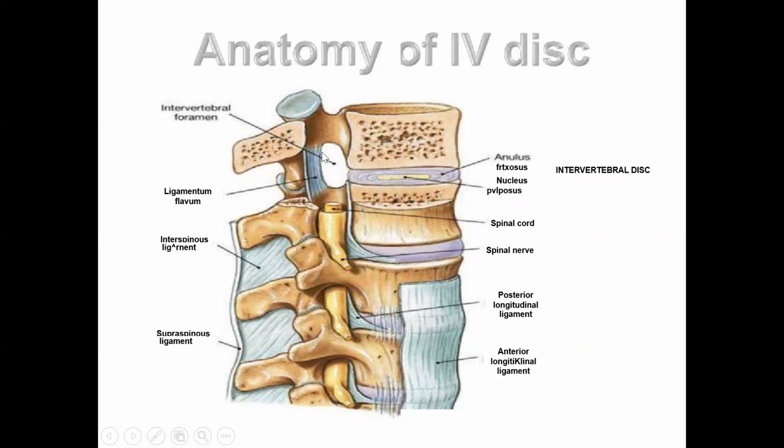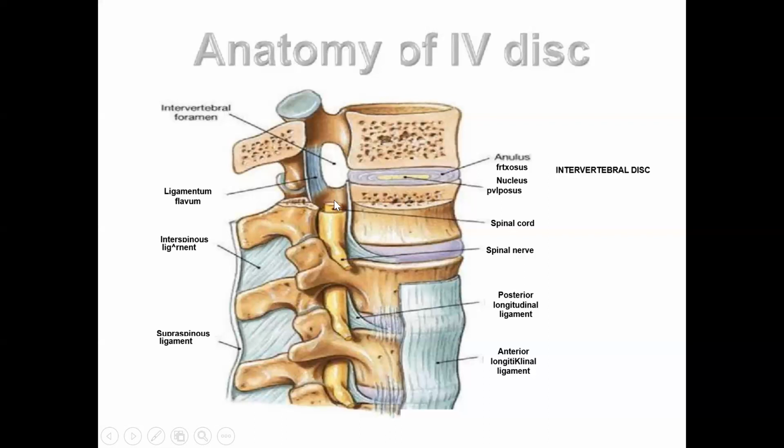As you can see on the screen, here is the intervertebral foramen. This is the ligamentum flavum. Here you can see the interspinous ligament. This is the supraspinous ligament. Here you can see the annulus fibrosus. And this yellow part is the nucleus pulposus.